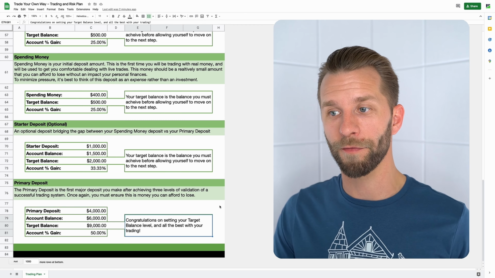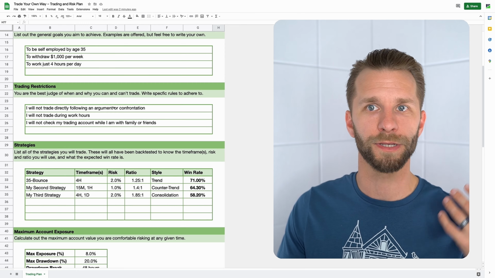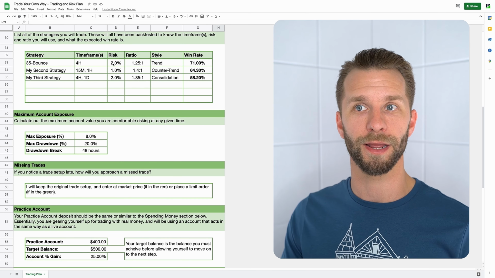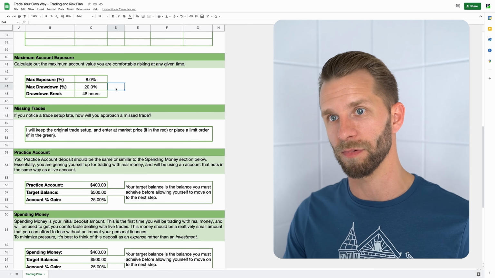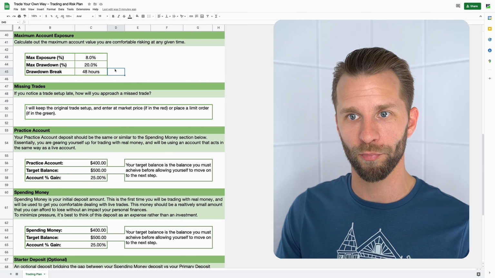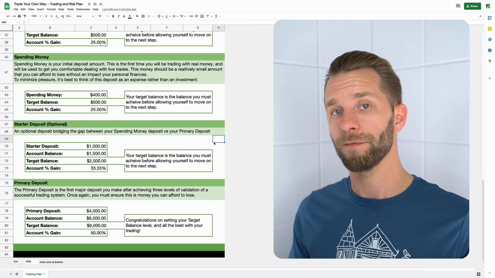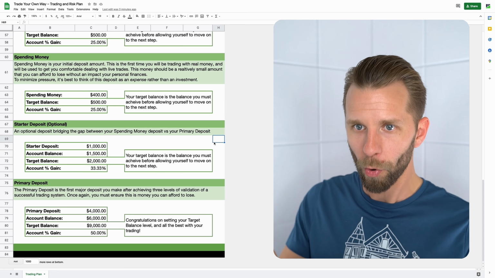So you may not have actually realized it, but through this process, we've outlined all of our goals and rules of when we're going to be trading. We've defined what we're going to be trading, how much we're going to risk per trade, our maximum exposure, our maximum drawdown, our drawdown break, and then all of our funding levels as well. So we've completed our trading plan, we've completed our risk management, and we have it all in one document. Make sure you keep this up to date and print one off to have it beside you so you can refer to it at all times.